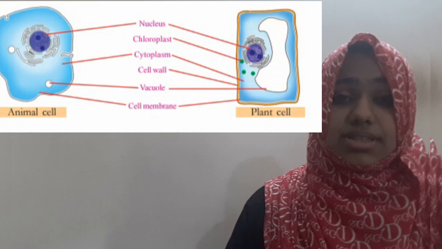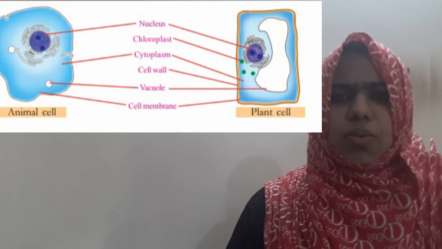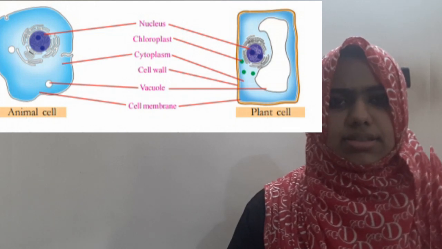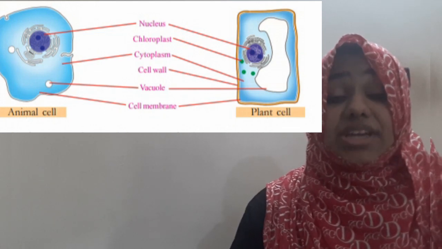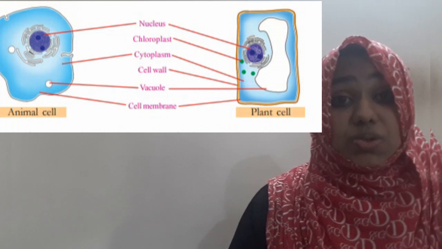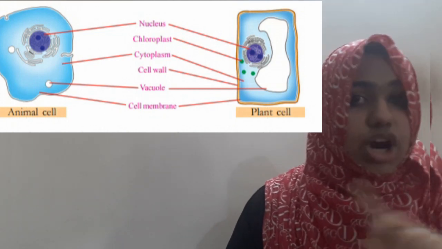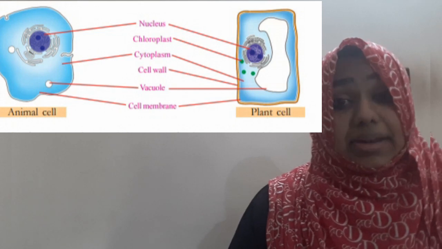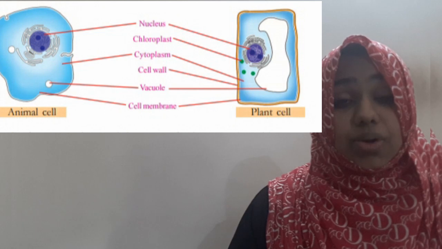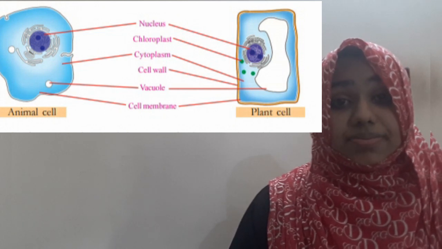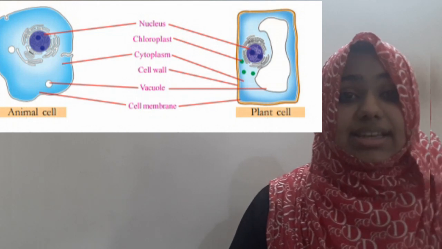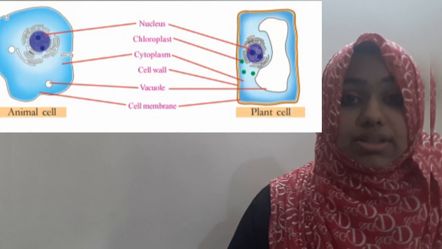Then again comes the cell wall. What is the cell wall? We only learned about cell membrane in the animal cell. Plant cell has a special outer covering outside the cell membrane that is known as the cell wall, that is not present in the animal cell. Then we have the vacuole. What is it called? The vacuole. Okay. Can you see the white structure in the plant? That is known as the vacuole.